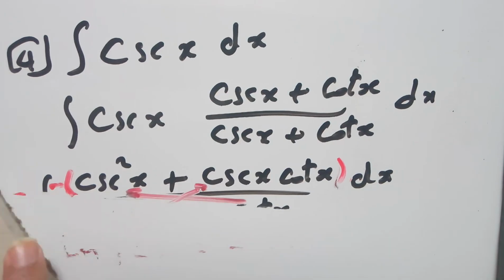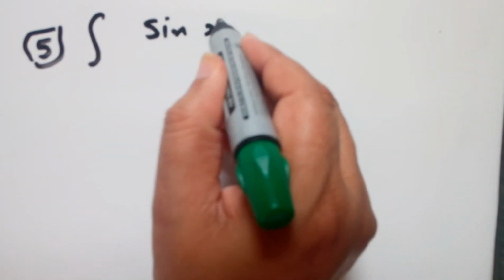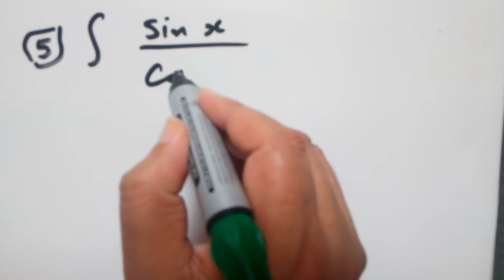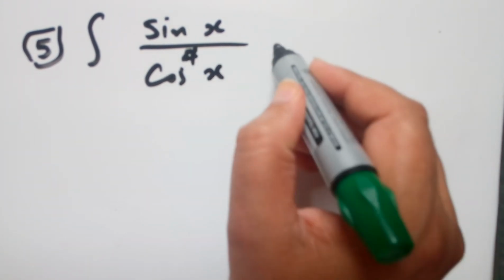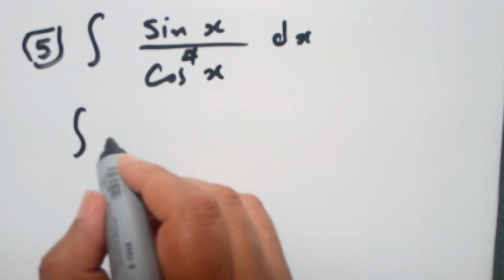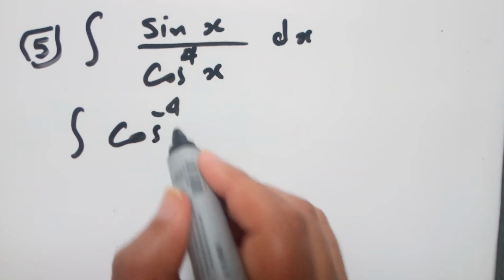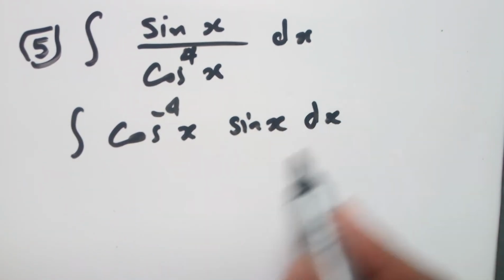Number 5. Integrate sine x over cosine power 4 x with respect to x. Now you can rewrite this as cosine power negative 4 x sine x dx.